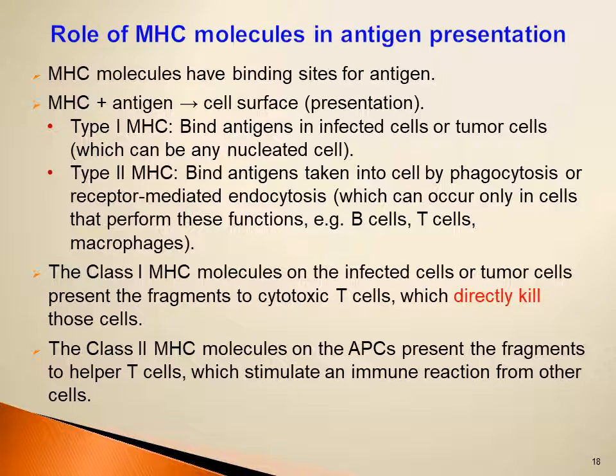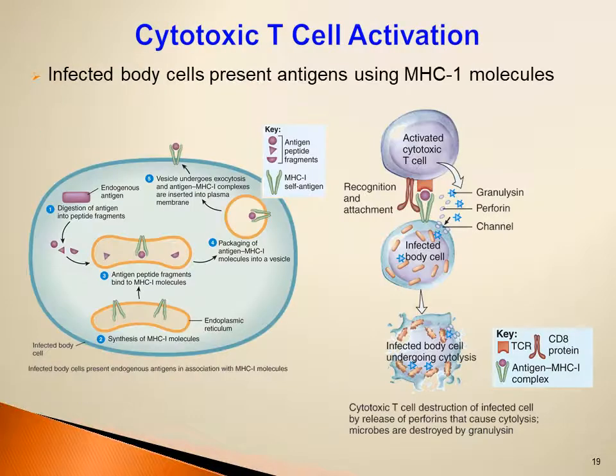So class 1 will present the antigen to the cytotoxic T cells that will directly kill the cell that is presenting that antigen, either virus or tumor. And class 2 is a molecule that presents the antigen on the surface of antigen presenting cells, and this will stimulate helper T cells. Here we can see in this example the activation of the cytotoxic T cell. The infected body cells present the antigen using the MHC1 molecule.